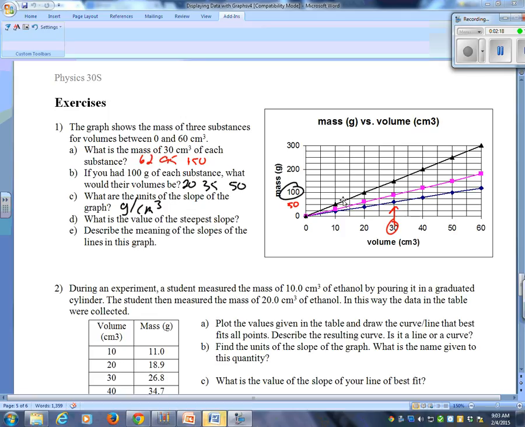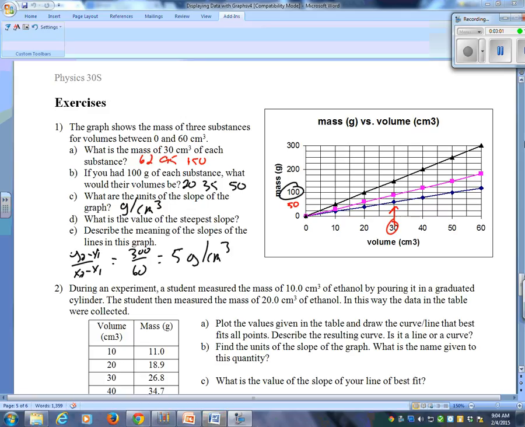So what is the value of the steepest slope? Now you didn't do this because you didn't have this question yesterday. So how would we find it? Well, the steepest slope would be this one here, right? Remember it's rise over run, y2 minus y1 all over x2 minus x1. Can you just go 300 over 60? Which is what? Is it 5? 5 what? Grams per cubic centimeter. Well done, whoever said that.